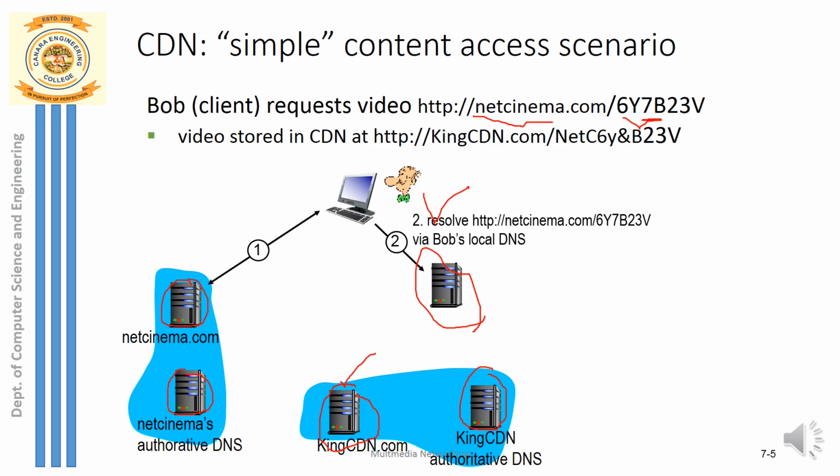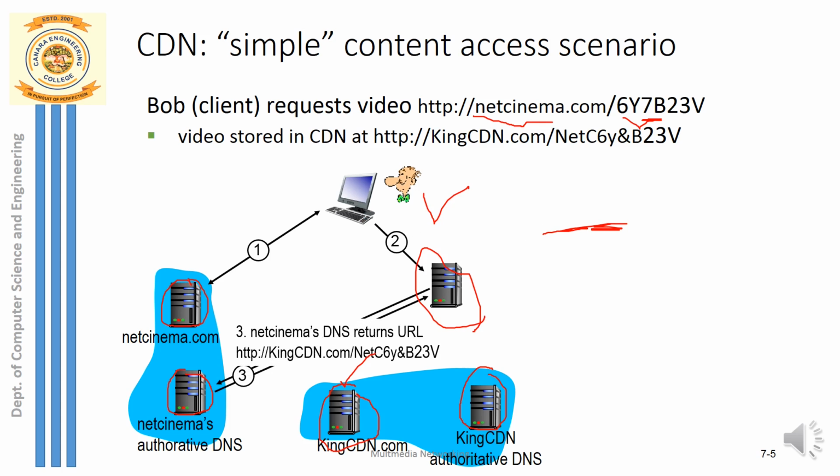So first, from netcinema.com, he is downloading the web page of NetCinema, and thereby he is clicking on the link of a particular video that he wants to look for. This is the link he is clicking on, and that request will be redirected to the local DNS server. Second step. The third step is that it is redirected to NetCinema's authoritative DNS server, which will give you the link of King CDN's authoritative DNS server.